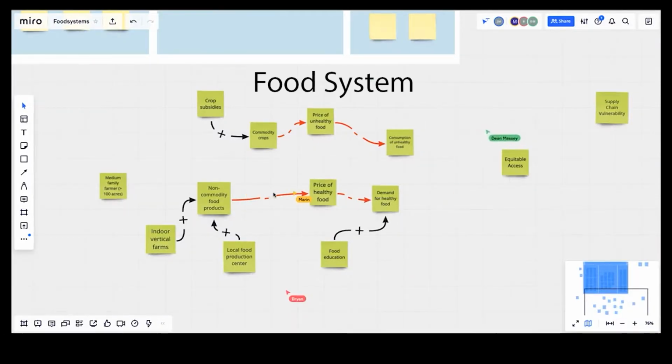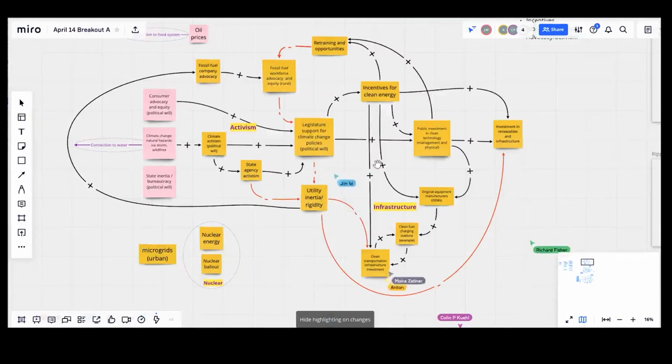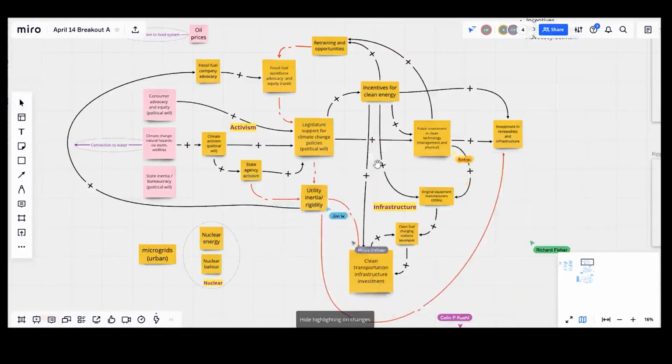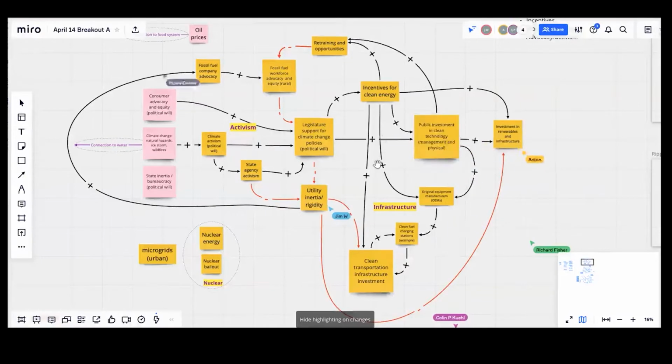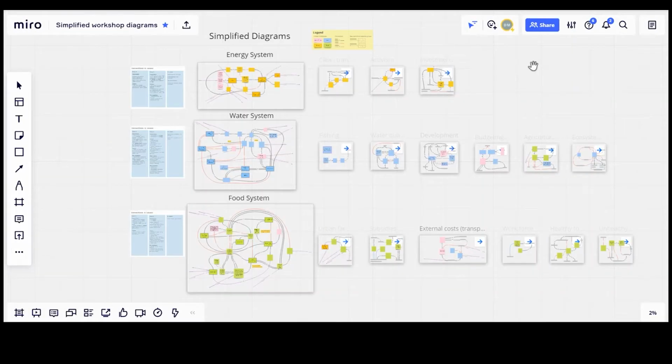We first met with stakeholders in smaller groups organized by sector, energy, water, and food, to jointly draw causal links across important factors in each sector in an online collaborative platform called Miro. Next, we held larger workshops with the participants from all sectors separated into two breakout groups to review the synthesis of each sector diagram, finding connections among them, identifying any missing links, and discussing lever points for action.